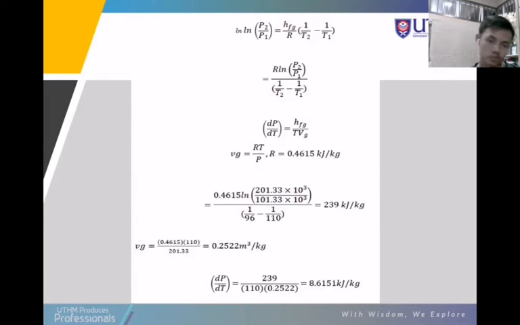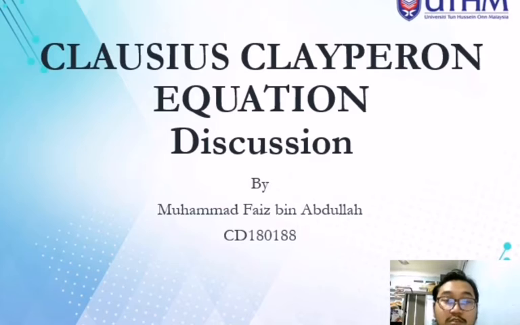Then the next formula is dP over dT equals hfg over T Vg. For the value of R here, we have 0.4615 kilojoule per kilogram. For hfg, when we insert the values, we get 239 kilojoule per kilogram. For Vg, we have 0.2522 meter cube per kilogram. And for dP over dT, we have here 8.9151 kilojoule per kilogram. That's all. Thank you.